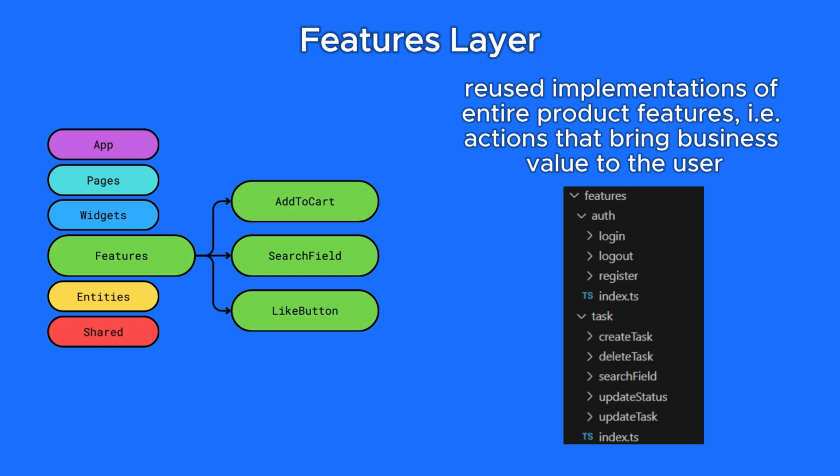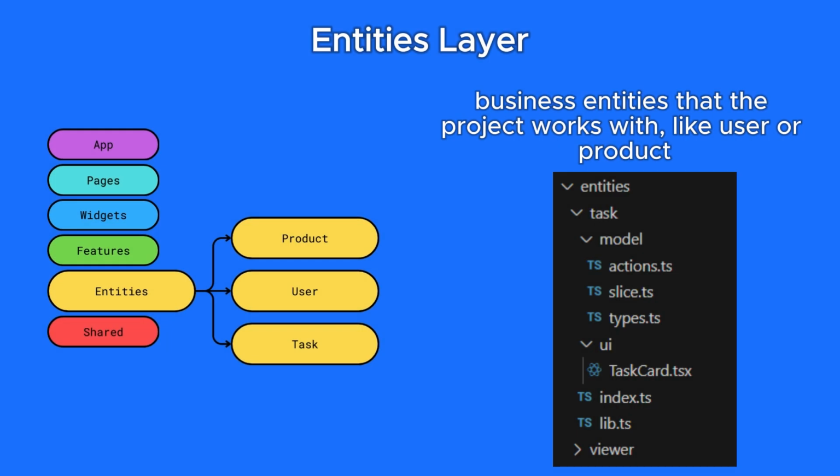The entities layer models the business domain, defining the core data structures and their representations. Slices here correspond to entities like product, user, or order. Within these slices, segments typically include type definitions, UI components, and basic data handling logic. This layer establishes a foundation of reusable, domain-specific abstractions that other layers, particularly features, can build upon, ensuring consistency across the application.